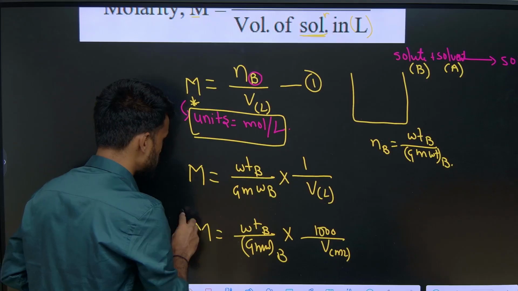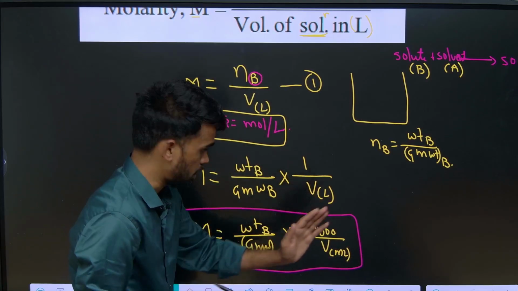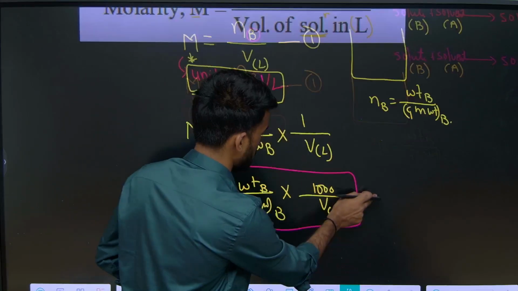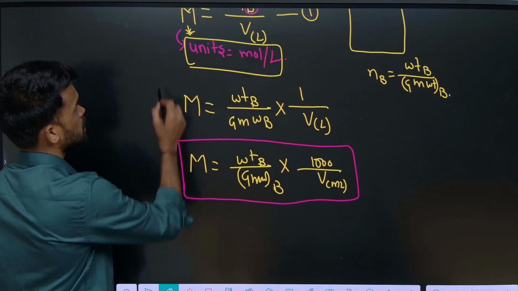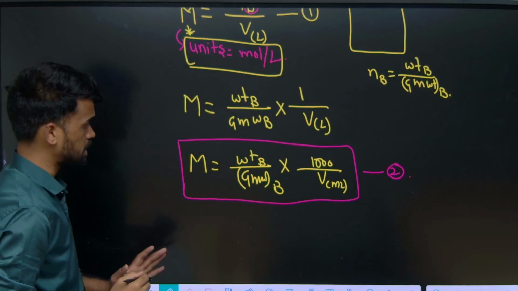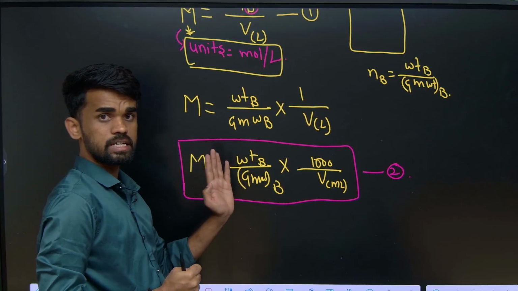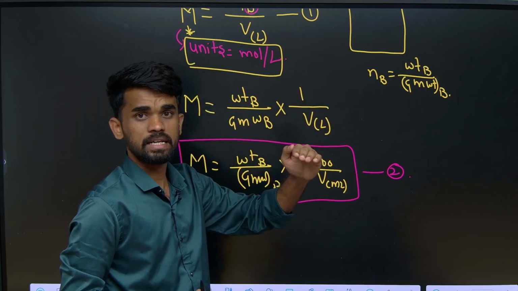Okay, so this is also one important formula. Why am I saying important? Let us see in the next slides, because many questions are asked on this particular formula also. These are the basic and important formulas, 1 and 2. Next, we have just discussed weight by volume percentage and weight by weight percentage.